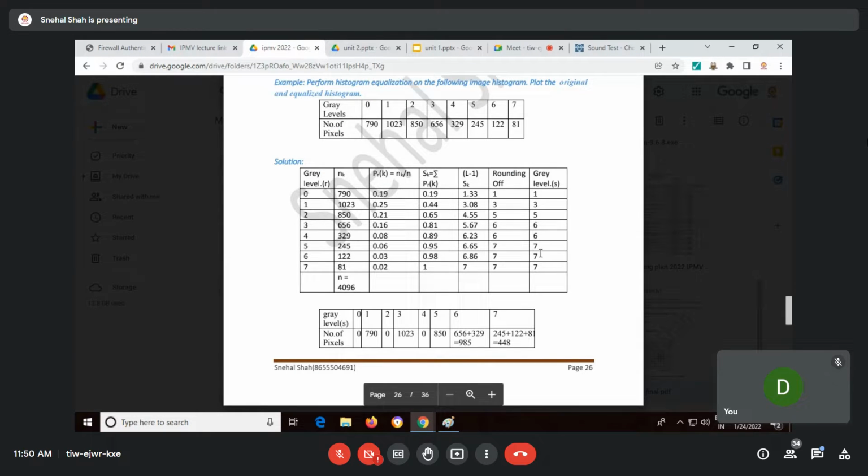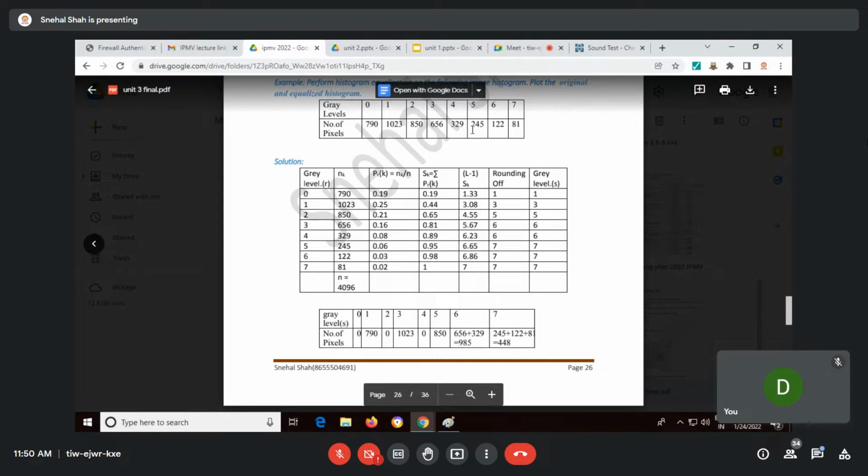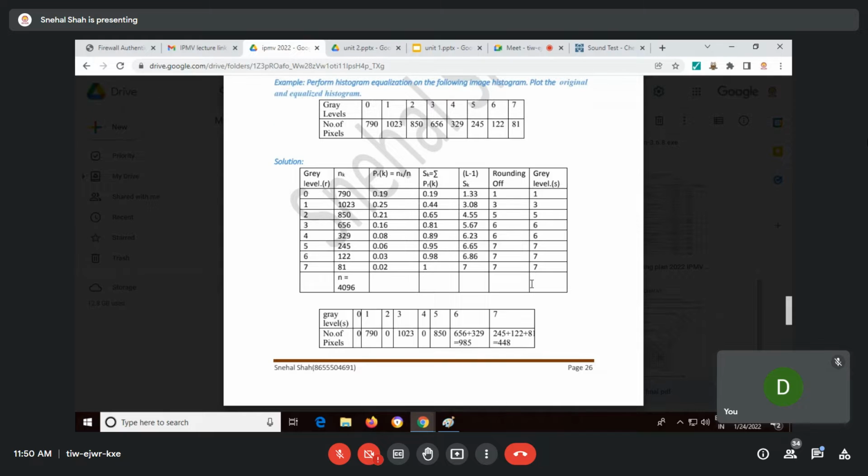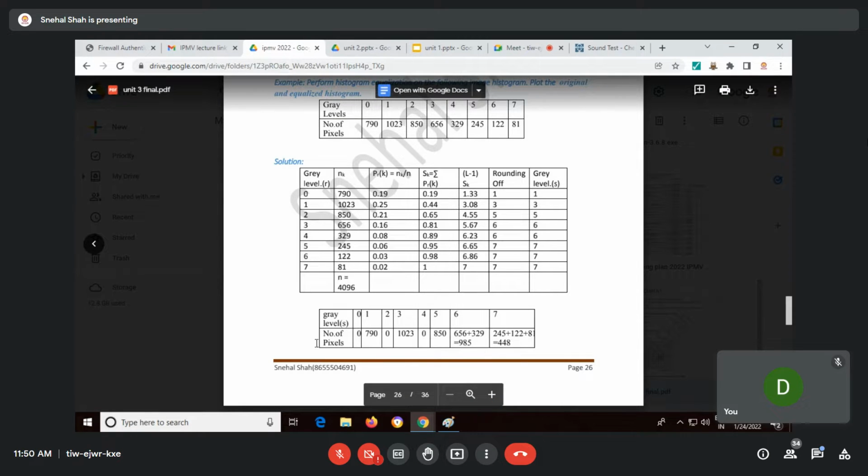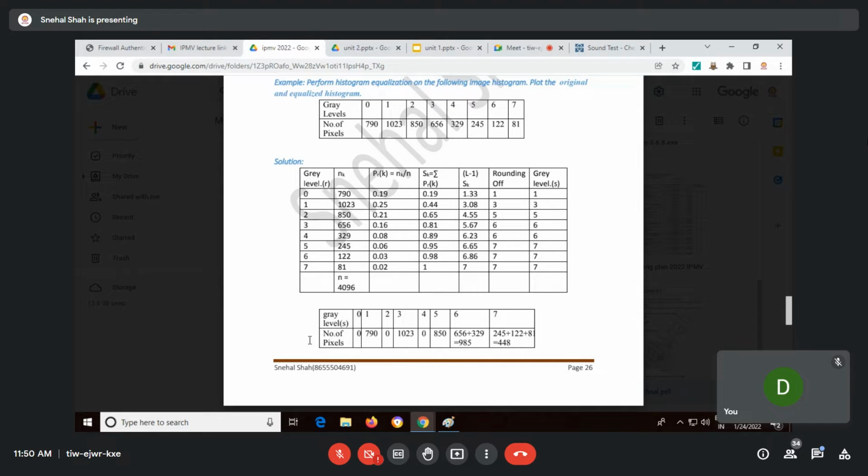Similarly, you got 7 from 3 different gray levels in the old image: 5, 6, and 7. So take the addition of the pixel values of 5, 6, 7: 245, 122, and 81. This addition you write down for 7 in the final output image S. So this is 448. This is your equalized histogram table.